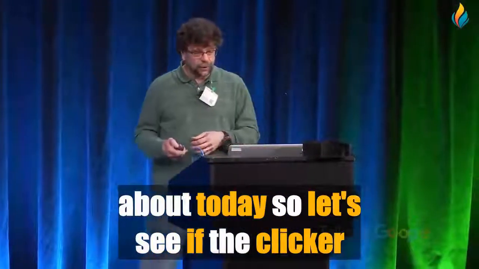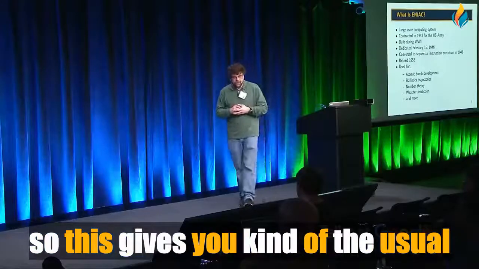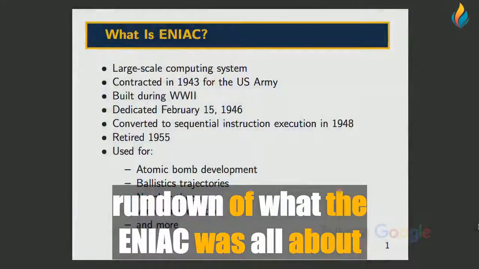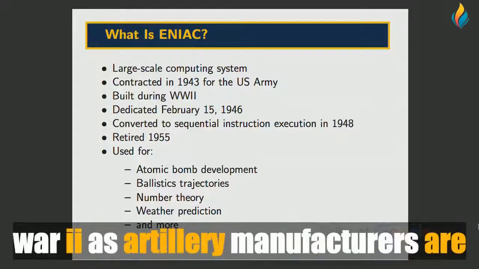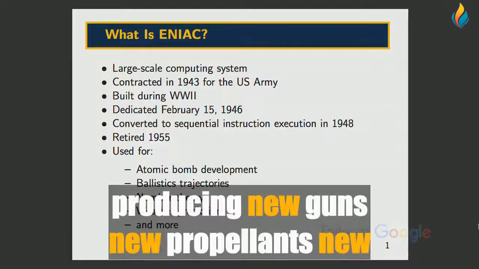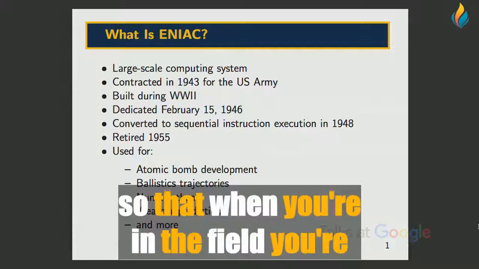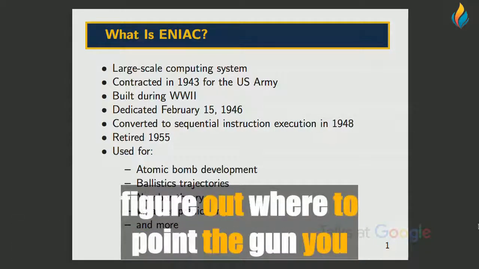So let's see if the clicker works. Aha! So this gives you kind of the usual rundown of what the ENIAC was all about. The story essentially is, during World War II, as artillery manufacturers are producing new guns, new propellants, new shells, we need to calculate the tables so that when you're in the field, you're not solving differential equations to figure out where to point the gun.